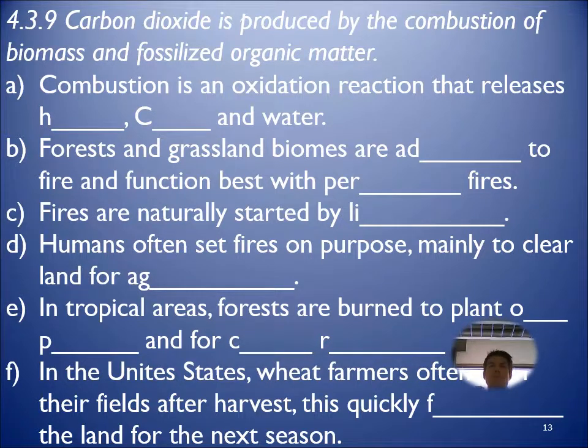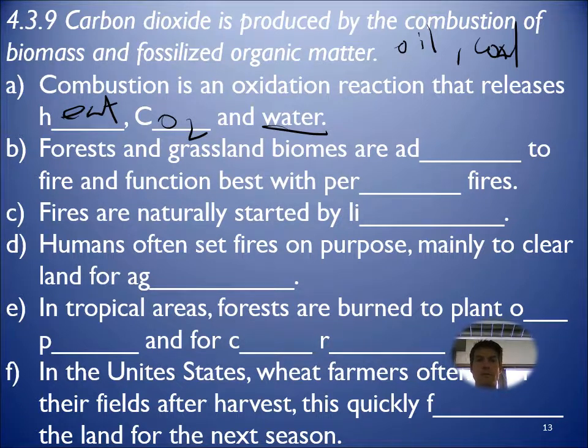Anyway, combustion. We love digging out this fossilized organic matter, the oil and coal, and burning it. It's great. It burns well and releases heat and CO2 and water. Okay, there's water being released. We see forests and grasslands get adapted to the fires, and they really work well. They function best when there's periodic fires. And you might not know it, but there is a lot of lightning that hits the ground, and that creates natural fires.